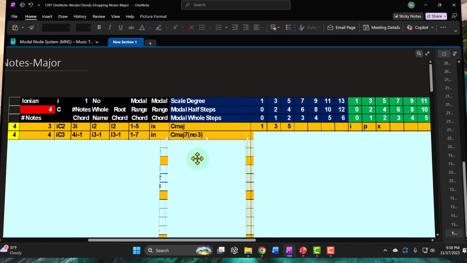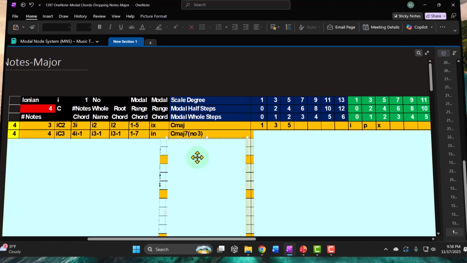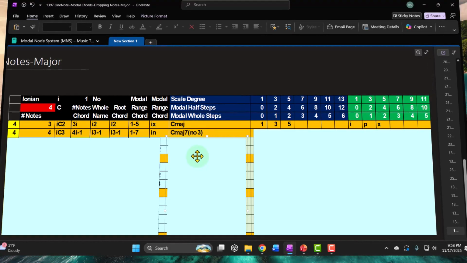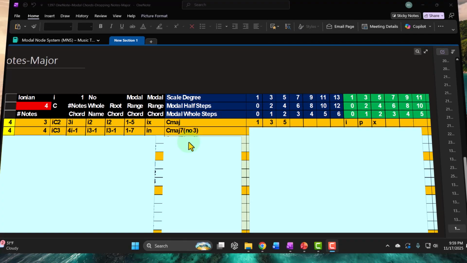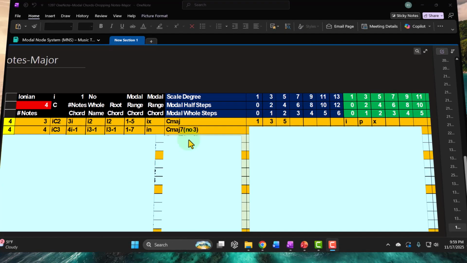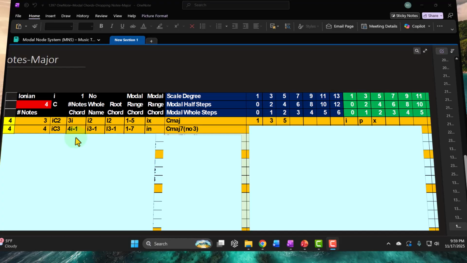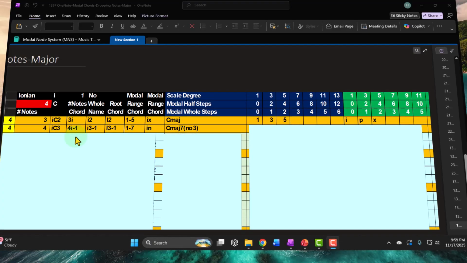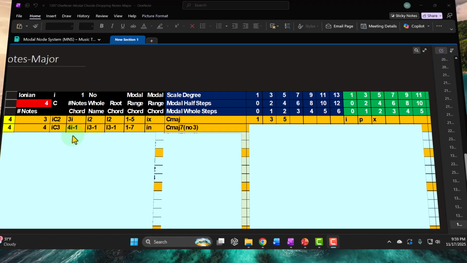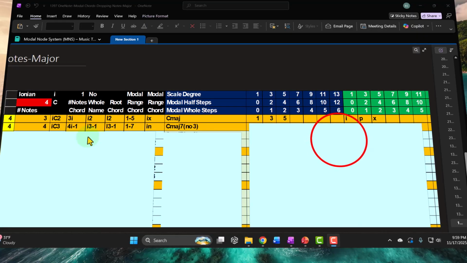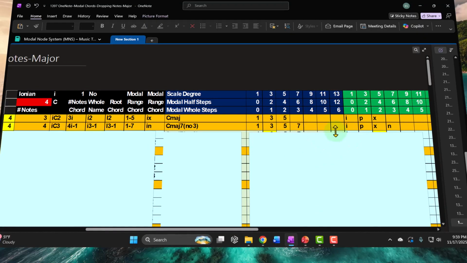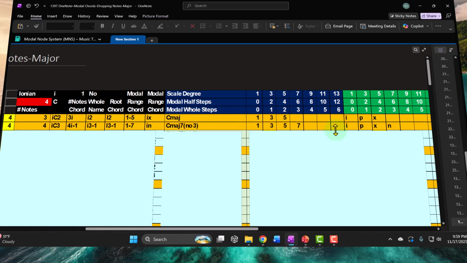Let's say we had a C major 7 chord. Now this says C major 7, no 3. We're going to add the no 3. Let's just say it was a C major 7. I would rather call that then a 4-note Ionian chord, and then I've added the no 1. So let's just call it 4I or I3 for now. And that would be a more streamlined way to name it.